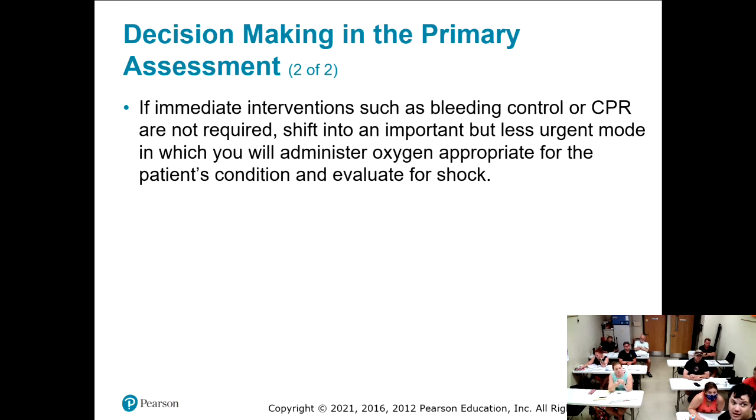So intermediate interventions, such as bleeding control or CPR, if not required, shift to an important but less urgent mode. This is where, okay, you've got a good airway, you're breathing normally, you're not bleeding from anywhere that I can see. Perfect. Now we're going to move on to, okay, what's truly bothering you? You've got chest pain? Okay, cool. Let's take on chest pain. Let's go down that rabbit hole of questions and answers. So these are our immediate life threats. Without ABCs, there is no life.